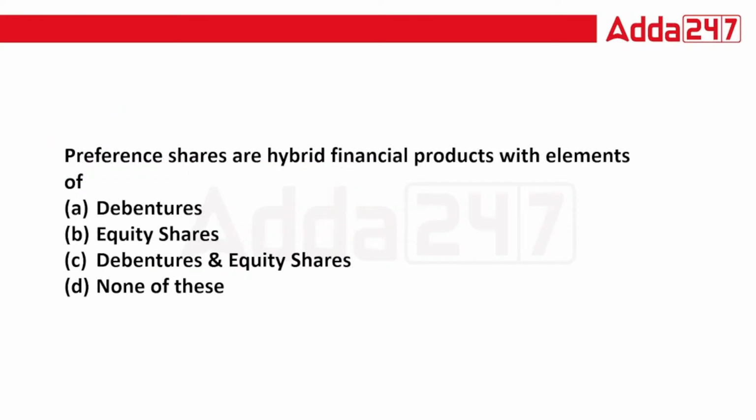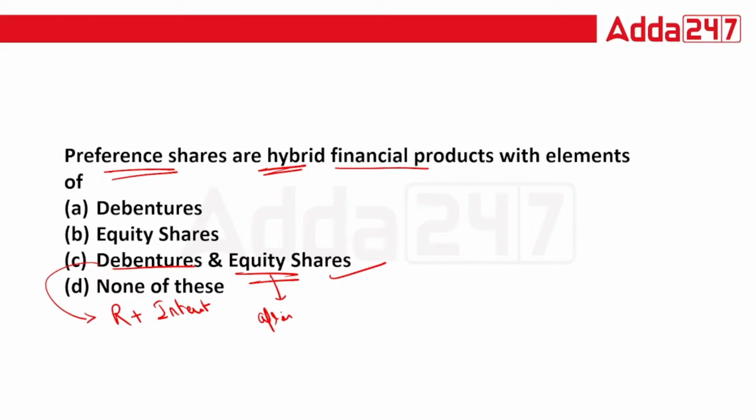Preference shares are hybrid financial products with elements of: debentures, equity shares, debentures and equity, or none of the above. The right answer is that preference shares are hybrid because they hold a combination of debentures plus equity. Why debentures? Because when you issue debentures, you are going to pay redemption value plus interest at a specific time, plus equity means here you will be getting ownership, or you are paid only after debentures. So that is what preference shares also hold.